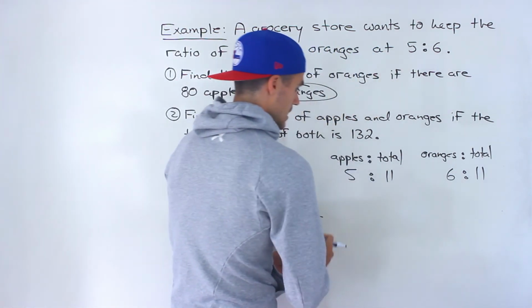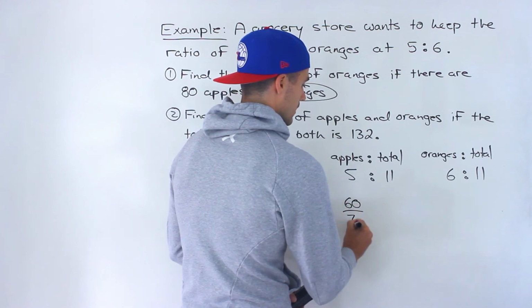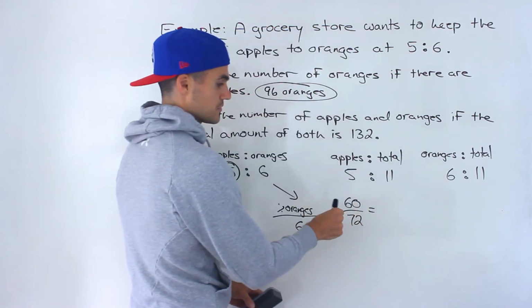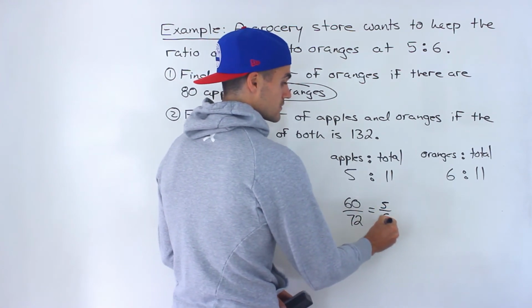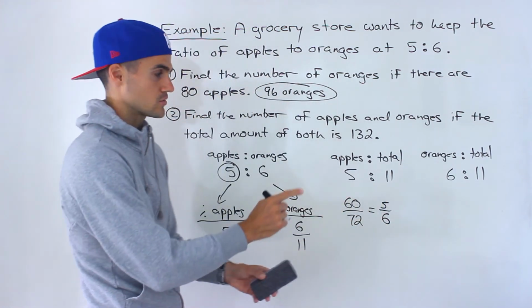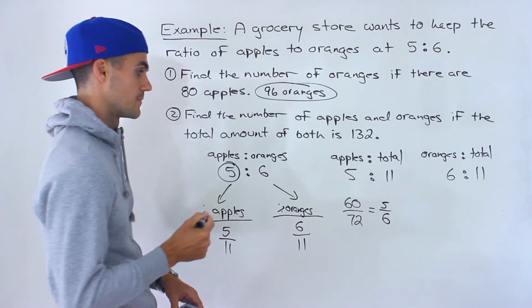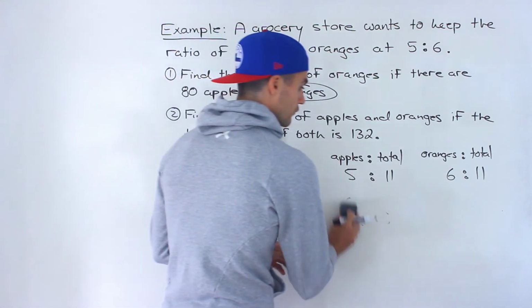You could also check your answer. Notice that 60 over 72, what's this going to simplify to? We could divide this by 12, that would give us 5, and divide this by 12, which would give us 6, and that's the ratio of apples to oranges. So that's another way you could check your answer. So that's one way to do it, multiply by the fractions.